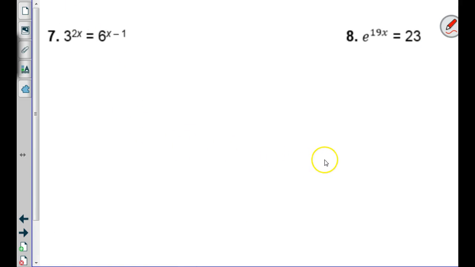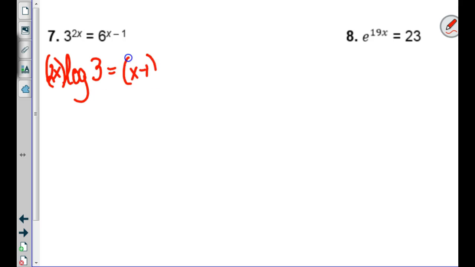All right. Number 7. Can I write those both as powers of the same number? 6 is not a power of 3, right? Nope. So then we have to do what? You have to take the log of both sides. You can't divide. I'll write log this time, but it doesn't matter. The log of 3, and the 2x comes out front, equals x minus 1 times the log of 6.